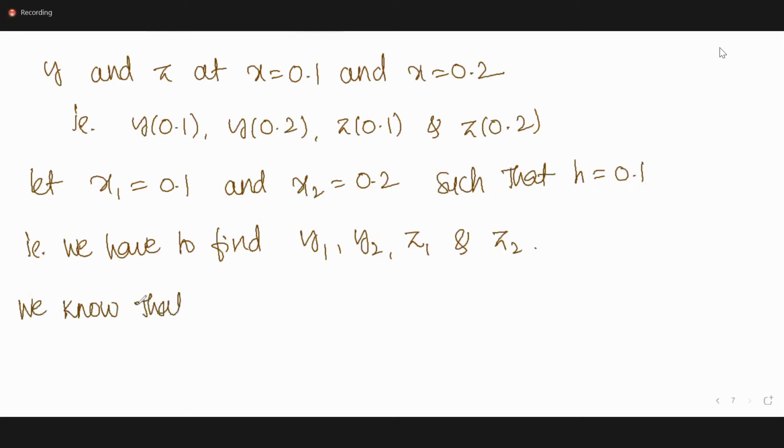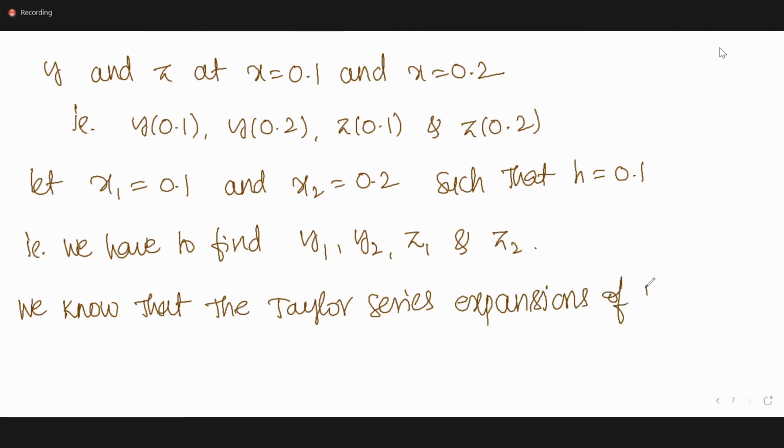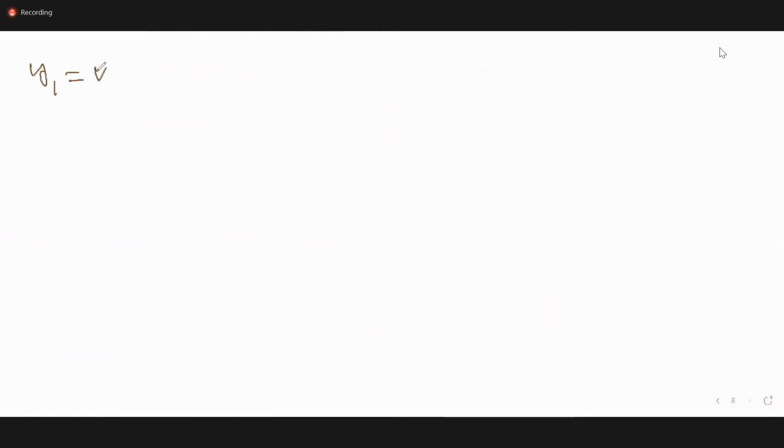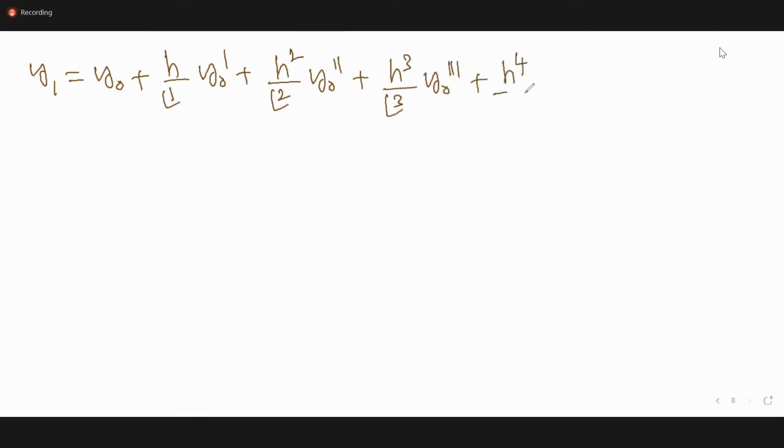We know that the Taylor series expansions of y and z at x is equal to x1, first calculate y1, z1. y1 is equal to y naught plus h by 1 factorial y naught dash plus h square by 2 factorial y naught double dash plus h cube by 3 factorial y naught triple dash plus h power 4 by 4 factorial y naught fourth derivative plus so on.